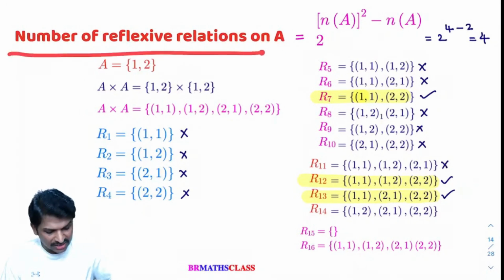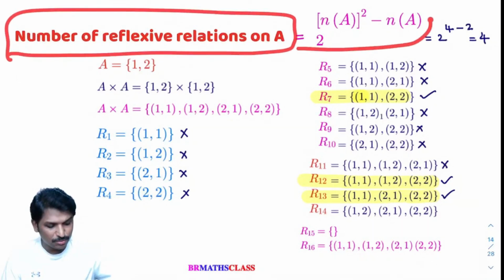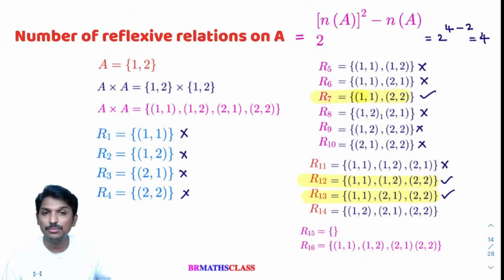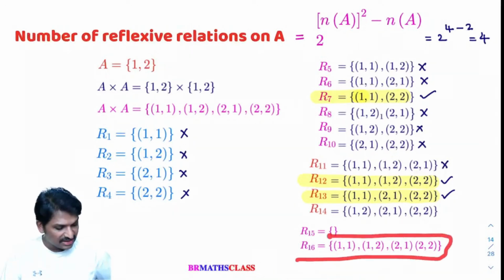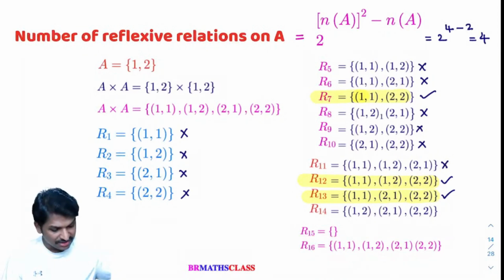What is the formula to calculate the number of reflexive relations on A? This is the formula: 2 power n of A whole square minus n of A. That means we need to get 4 reflexive relations. Remember, every set, you will observe this, is the same as A cross A. Every set is a subset of itself. This is known as the universal relation. Listen please, this is known as the universal relation. And let me complete.